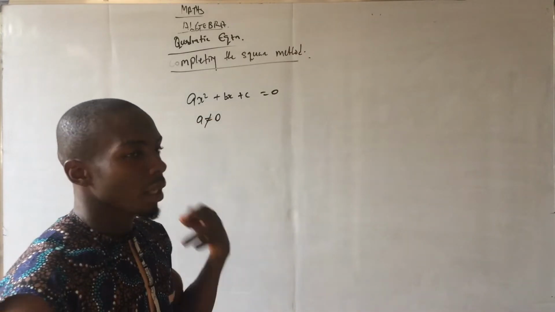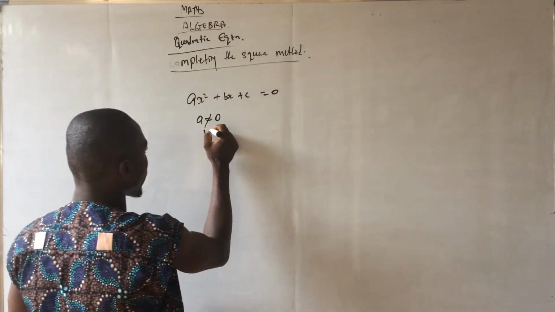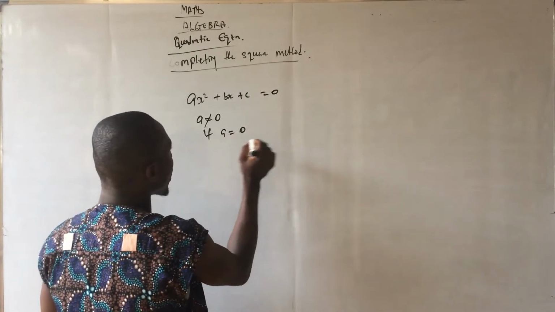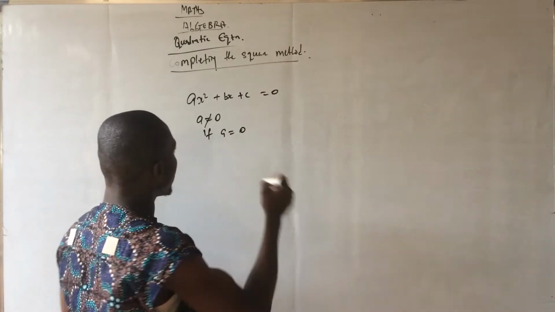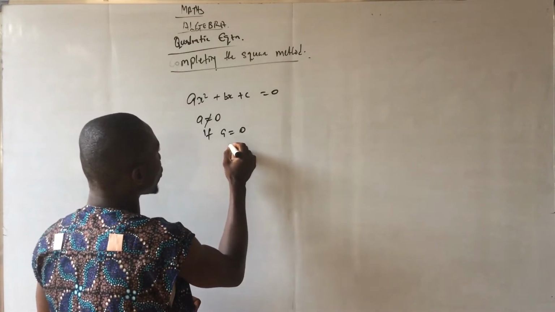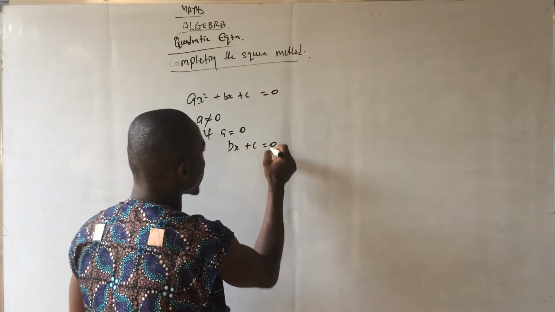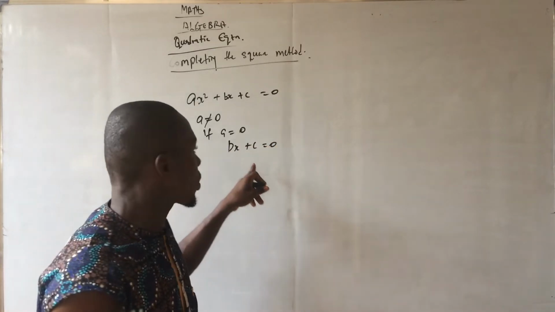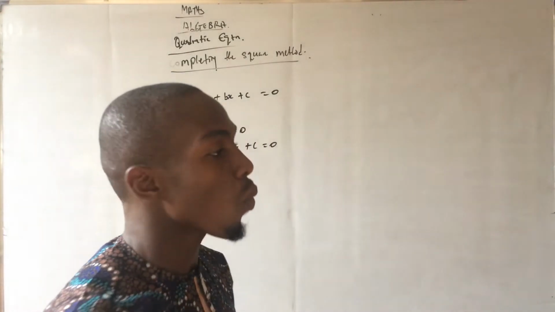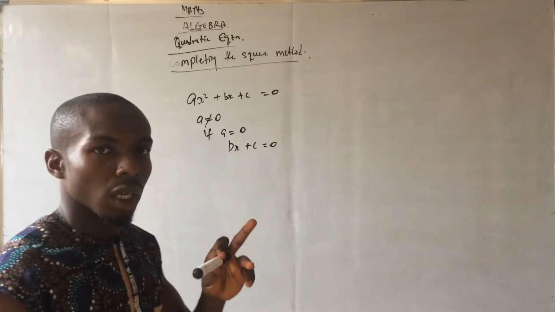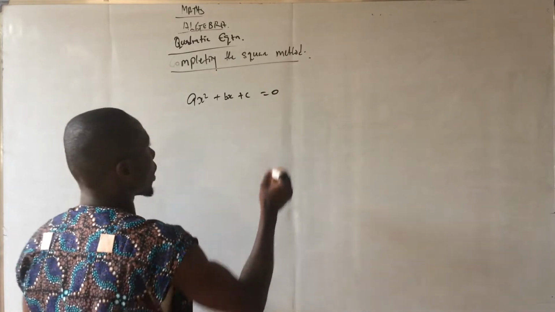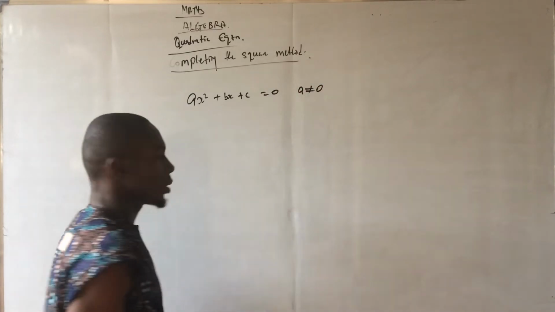Do you know why? This is the reason. If a is equal to 0, we are left with what? bx plus c equal to 0. And this is not a quadratic equation, this is a linear equation. A linear equation is an equation that has only one variable with the power 1. Yes. So a is not equal to 0.